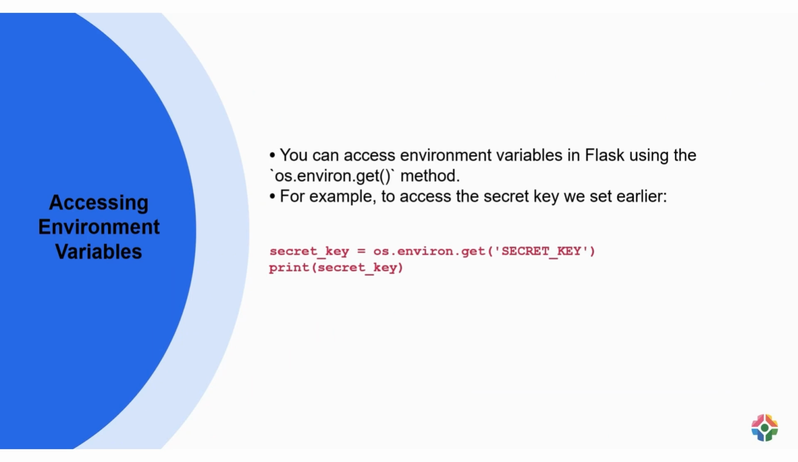To access environment variables in Flask, utilize the os.environ.get method. This enables retrieval of variables like the secret key set earlier for secure Flask operations. For instance, the code snippet secret_key = os.environ.get("SECRET_KEY") would assign the secret key value to the variable secret_key. Subsequently, executing print(secret_key) would display the secret key value. This approach facilitates the secure management of sensitive information by separating it from the code base.